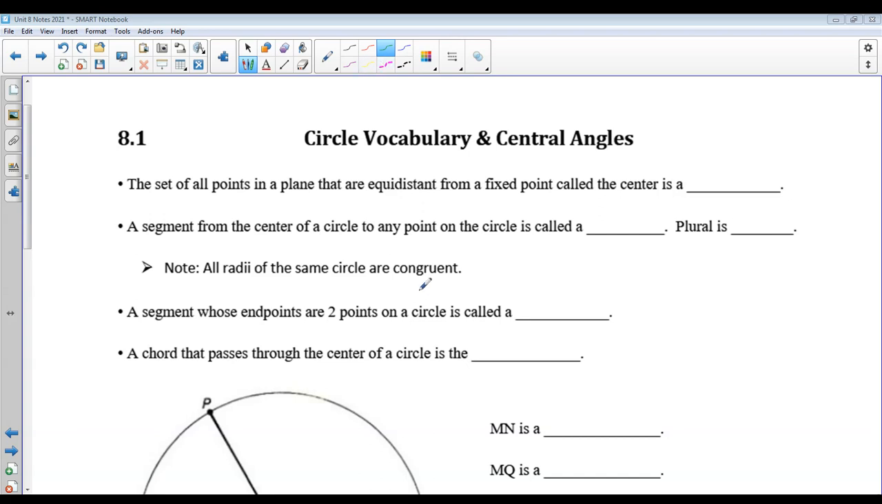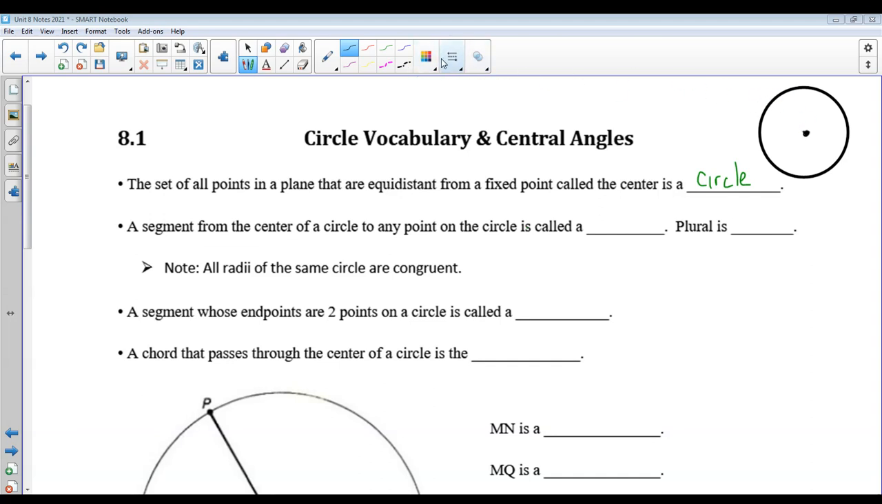So, circle vocabulary. Basically, the set of all points in a plane that are equidistant from a fixed point called the center is a circle. That's the official definition, but there you go. Fixed distance from the center. So what that tells us, and this is a word you already know, is a fixed distance from a center.